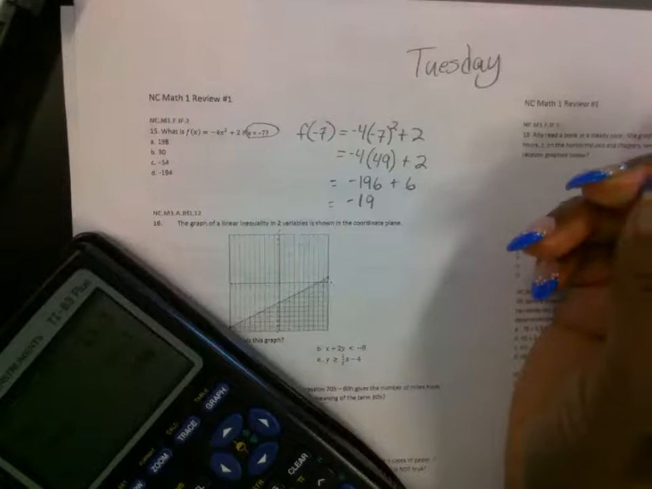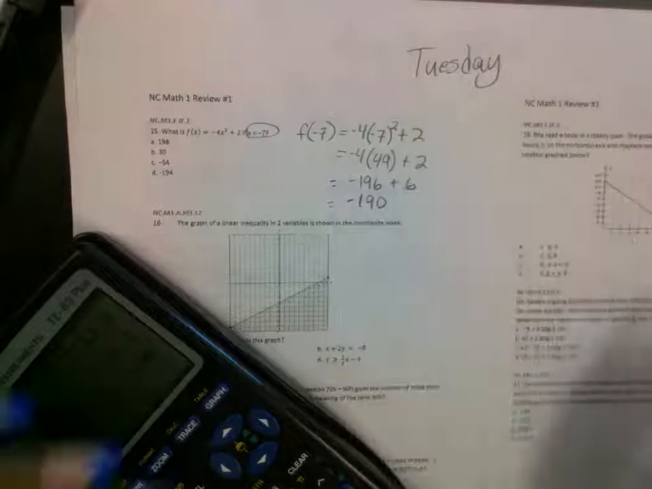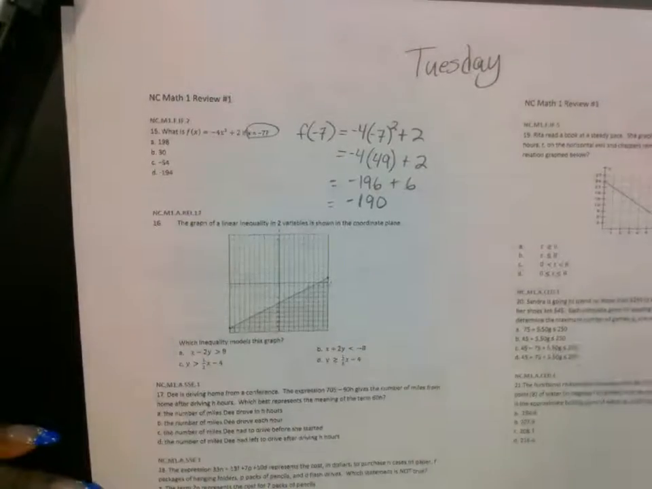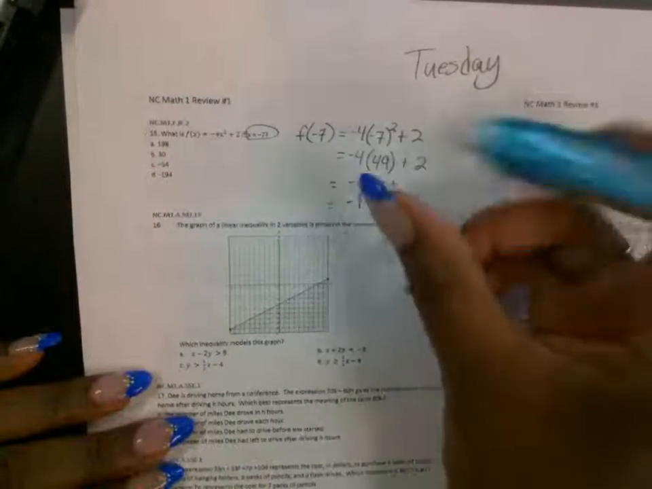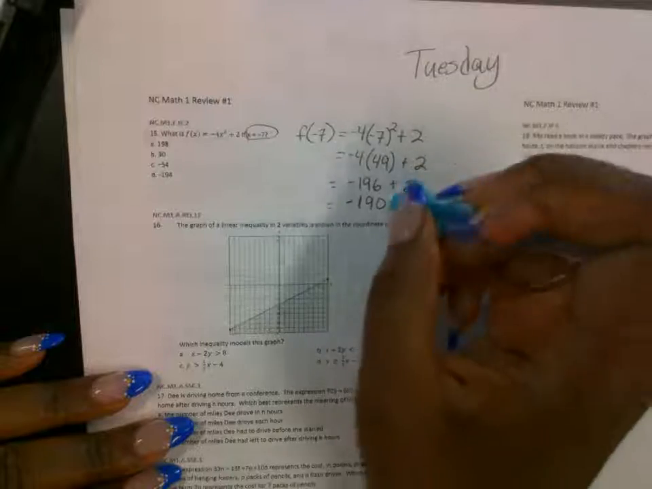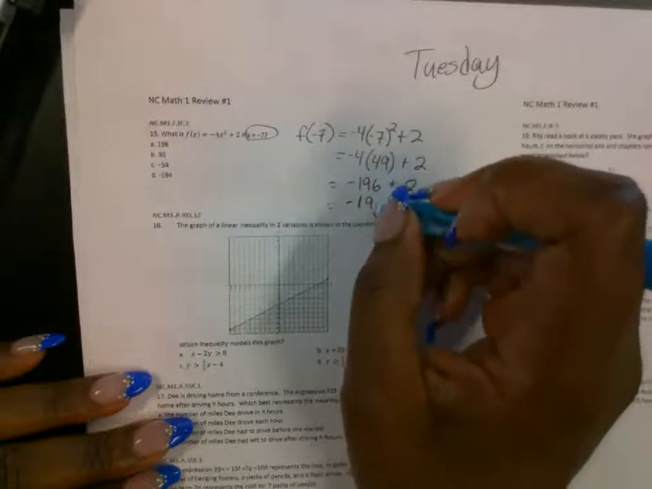Wait a minute. 6, yes, 190. Okay. And 2. Why did I put 6 and it's supposed to be 2? I don't know. I don't know.